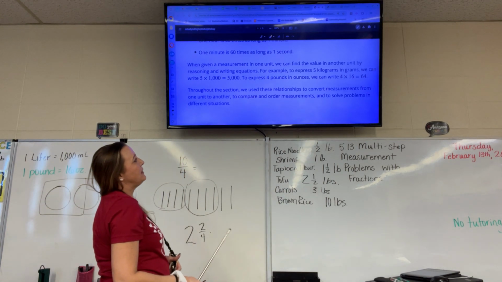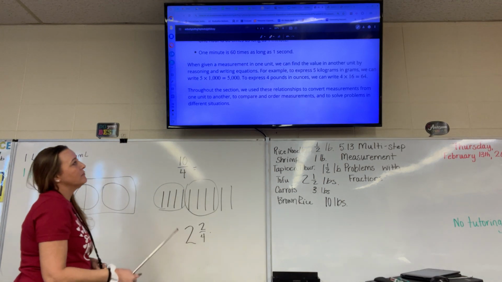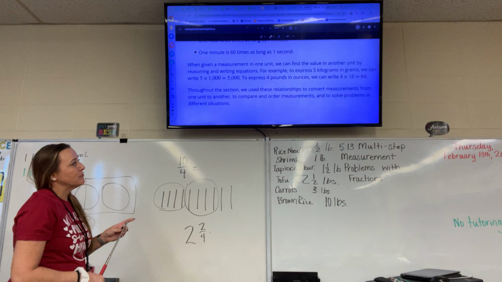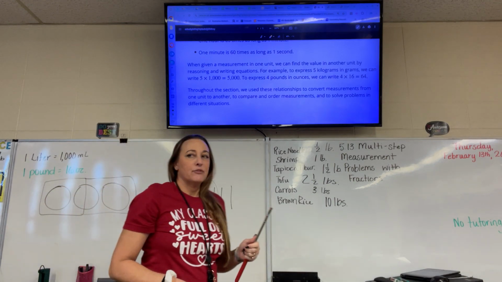Throughout this section, we use these relationships to convert measurements from 1 unit to another, to compare and order measurements, and solve problems in different situations.